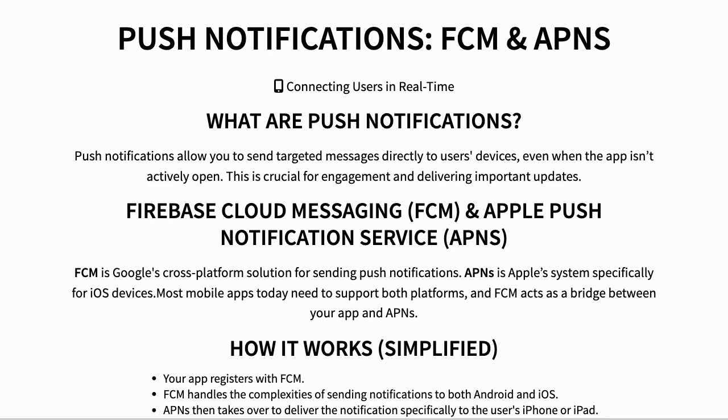which handles iOS devices. FCM acts as a sort of intermediary, making it easier for you to send notifications to both platforms. Think of it like this: your app tells FCM what it wants to say, and then FCM figures out how to get the message delivered directly to the user's phone, using APNs for Apple devices.